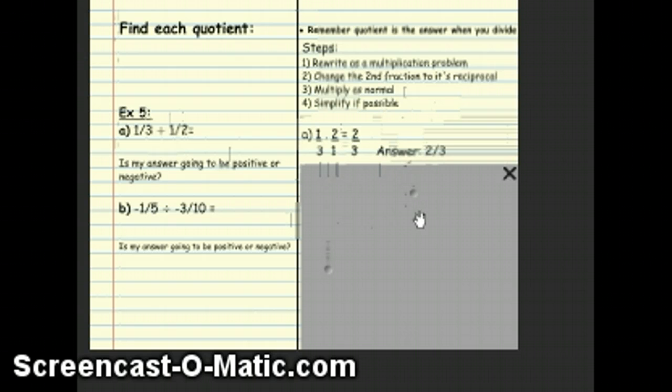Let's try letter B. We've got the problem, -1/5 divided by -3/10. Let's think about this. Positive or negative? I'm sure Keelan knows this one. Negative divided by a negative is? Keelan, you're right. It is a positive.